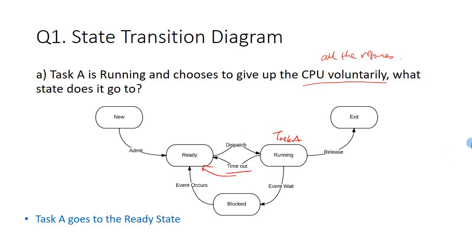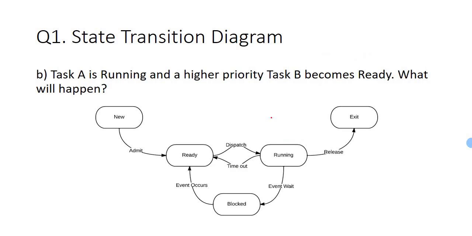Now next, part B. Again, we have task A that is running, and task B becomes ready. What will happen? Task B is a higher priority task, correct? Since our OS is based on a priority driven scheduler, the moment a higher priority task becomes ready, it will automatically transition over to the run state.